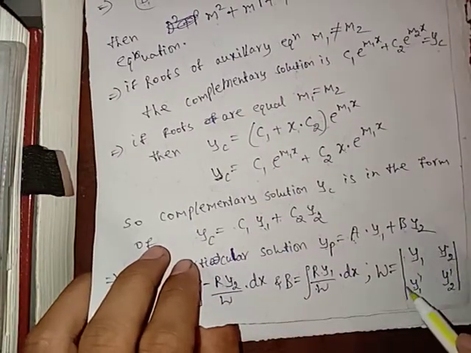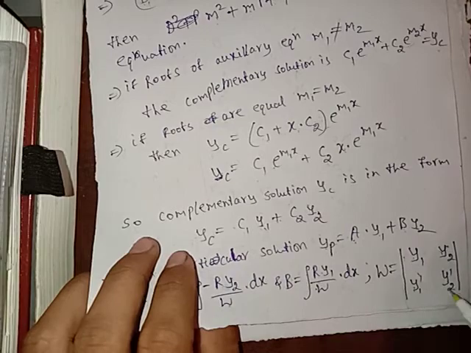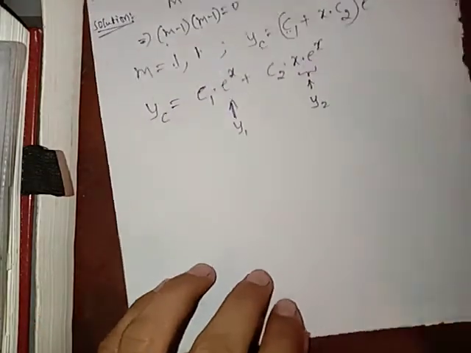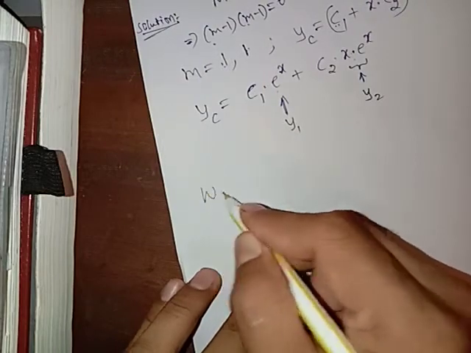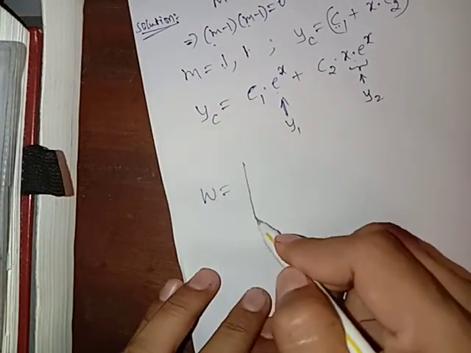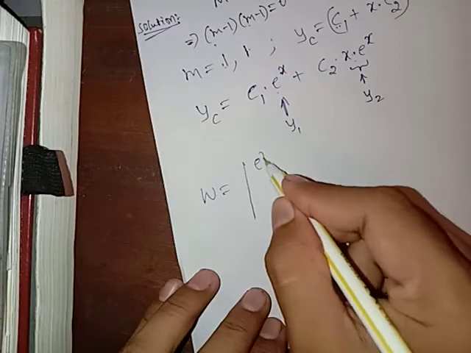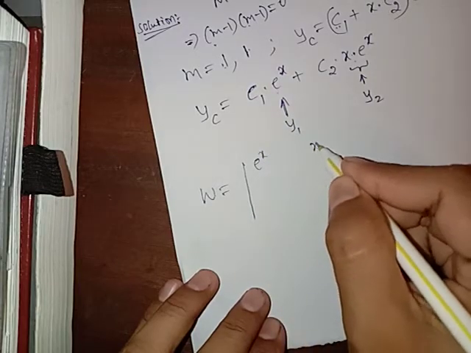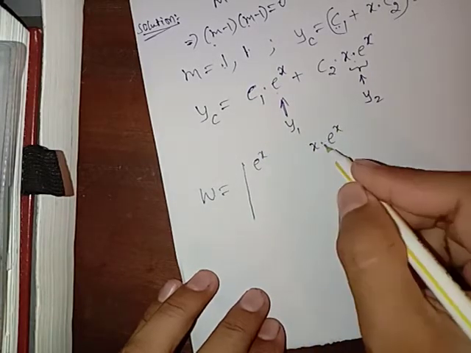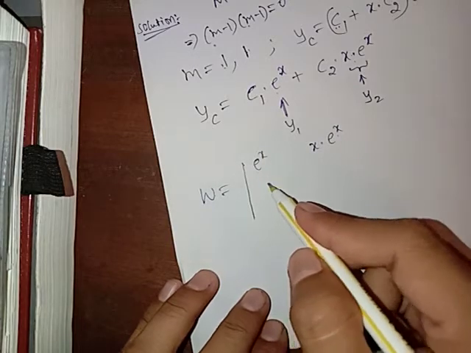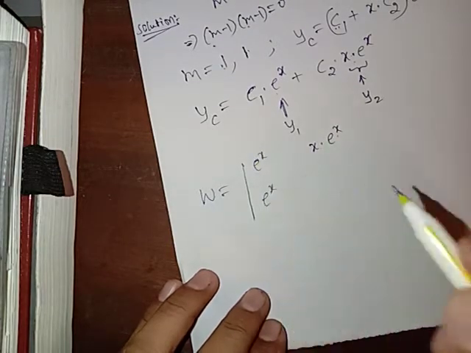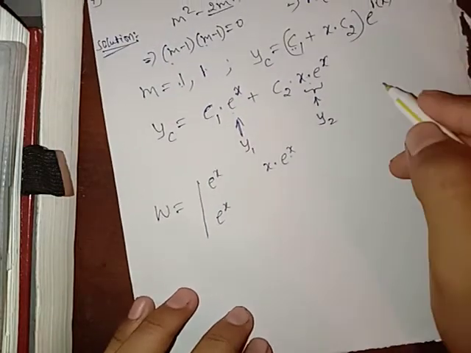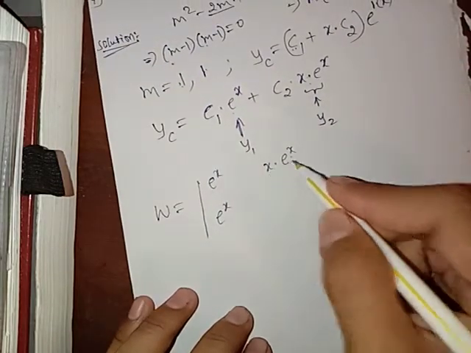y1 y2, here y1 dash y2 dash. So w is equal to, first exponential of x is y1 and here x into exponential of x, this is y2. Here differentiation of exponential of x is exponential of x. What is the differentiation of x into exponential of x?